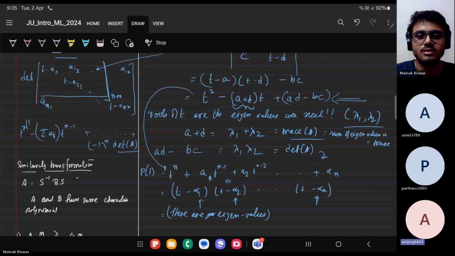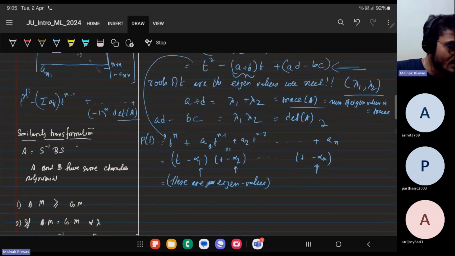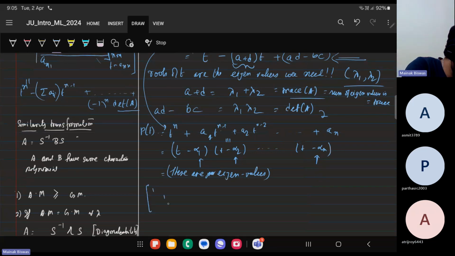Now you can also have repeated eigenvalues. I will show you one example. Say, what is the eigenvalue of the identity matrix? Do you also agree that this way what is there to show also? So this is nothing but (t minus 1) whole cube equal to 0, right?